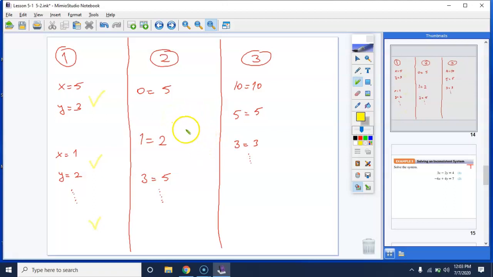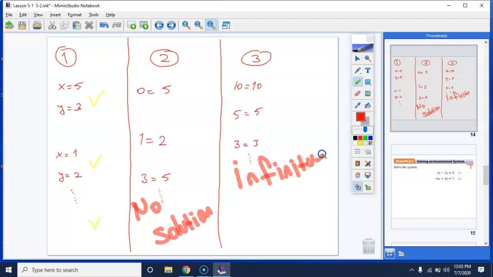Let's say you work on the equations, you end up with something like this, 0 equals 5, which doesn't make sense, right? Then they have special answers. In this case, if we end up with something wrong, like 0 is not equal to 5, 1 is not equal to 2, 3 is not equal to 5, in those cases we're going to say that we have no solution. But if you end up with something like this, 10 equals 10, yeah, that's right. 5 equals 5, it's right. 3 equals 3, that sounds good. In those cases, we're going to say that we have infinitely many solutions.